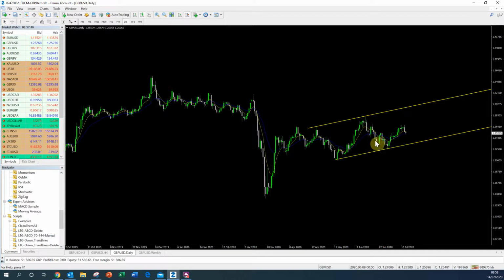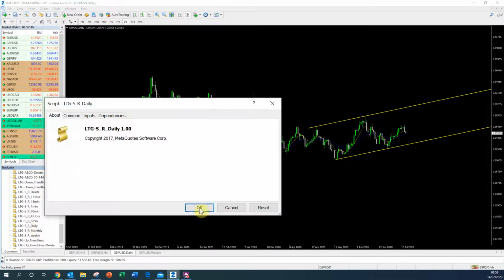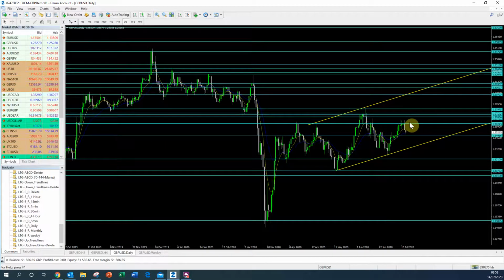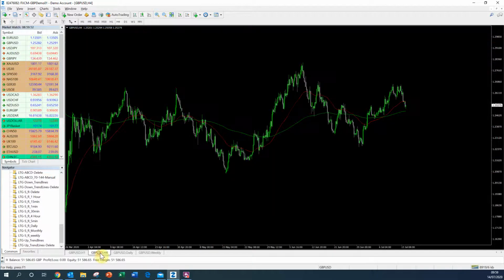But I can see a channel here, and then I'll pop in my daily support and resistance lines just to see. We've currently hit a daily key level, and it's having a little bit of a rejection off of that, and we've got some support coming into play soon as well. It's just approaching that, and then I go down into my 4-hour time frame.